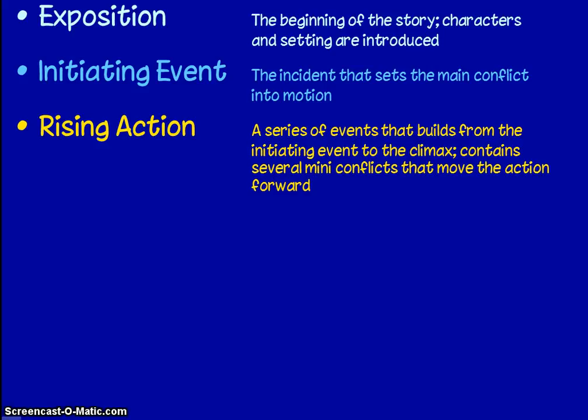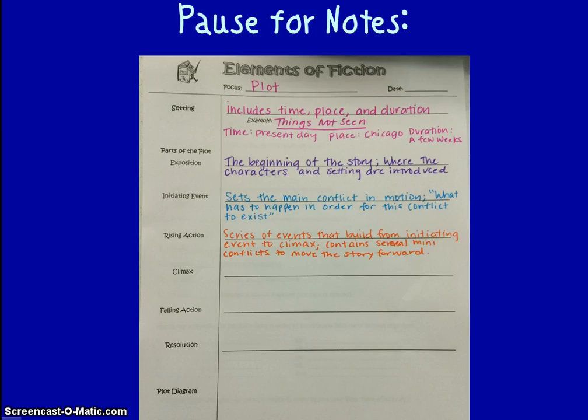So when we're looking at the rising action, this is what moves the story from the initiating event all the way to the climax. And there could be several conflicts along the way. I like to think of this as you're going up, up, up, up, up that hill when you're in that roller coaster. And you can't see anything. All you know is you're just going up higher. So go ahead and write your notes and then come back to the video.